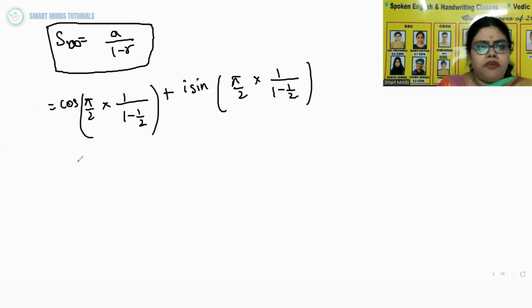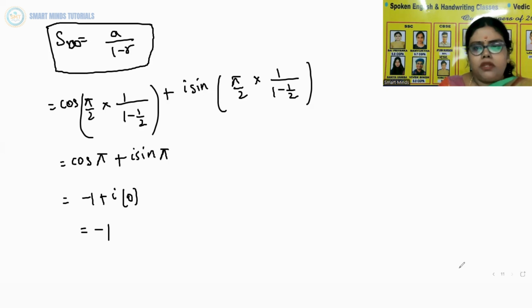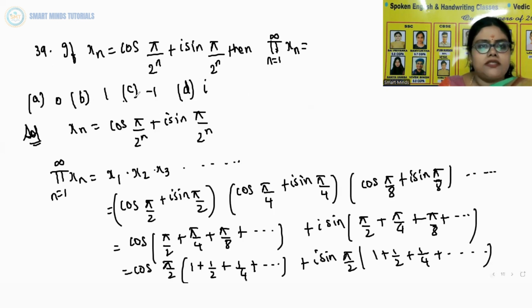If you simplify this, you will get cos π + i sin π. We know that cos π is minus 1 and sin π is 0. So the answer is minus 1. Option C is the correct answer.